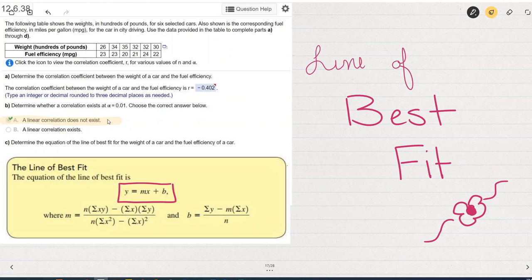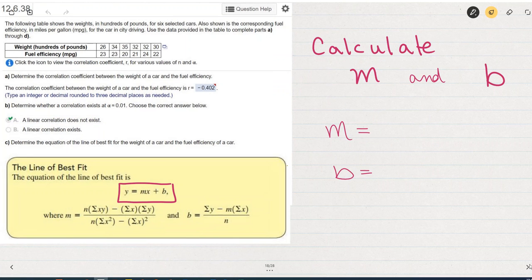Let's look at this next part. Determine the equation of the line of best fit for the weight of a car and the fuel efficiency. To do this, we're going to use a formula for M given to us in our book. And for that, we'll need to go back to those values we collected and calculated on our chart. We could use M for the slope, and we could use this formula for B to calculate the y-intercept. So we're going to calculate the slope and the y-intercept.